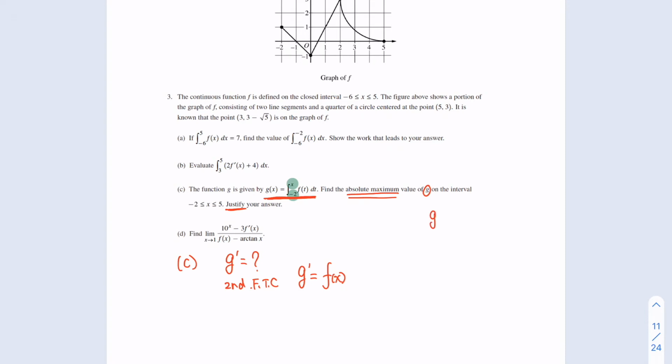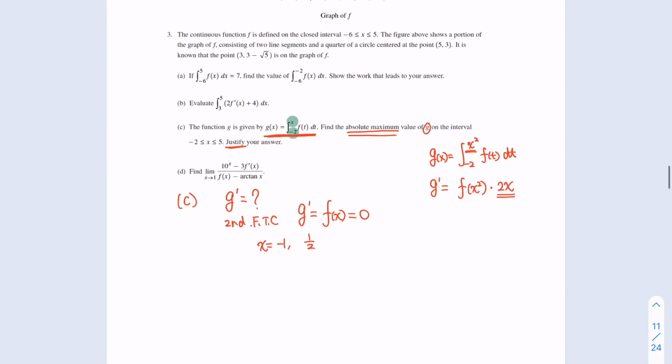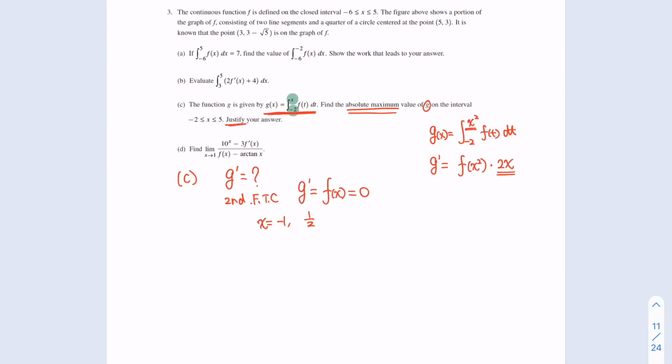For example, if g(x) equals the integral from -2 to x squared, when we take the derivative, g prime will be equal to f(x squared) times 2x. See the difference? You have to use the chain rule there. Here g prime is zero at x equals -1 and x equals 1/2. Those are the two critical points we have.